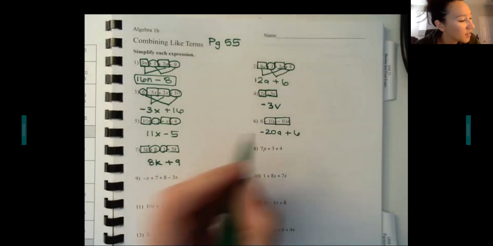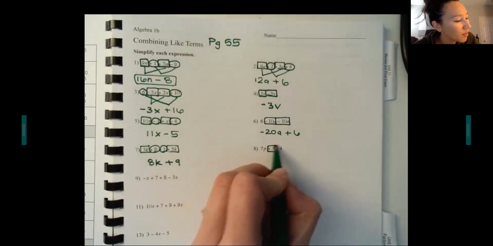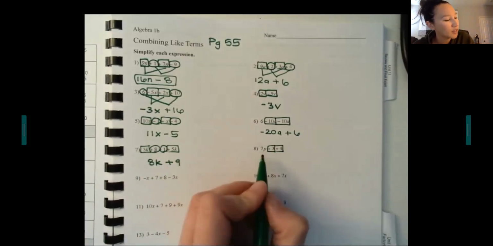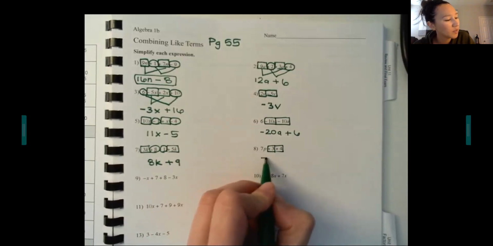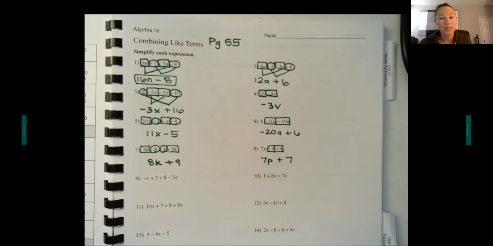Okay, so I'll go ahead and do number 8. Let's see. 7p, there's nothing we can combine, but we have a positive 3 and a positive 4 that are like terms. So my answer would just be 7p and then 3 plus 4, which is 7. So 7p plus 7 for number 8.